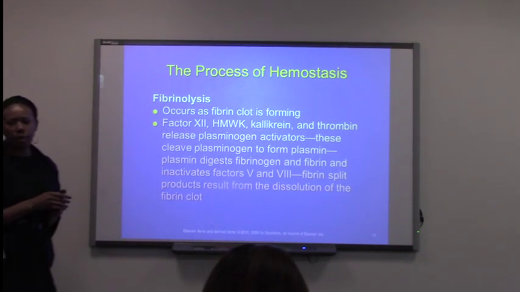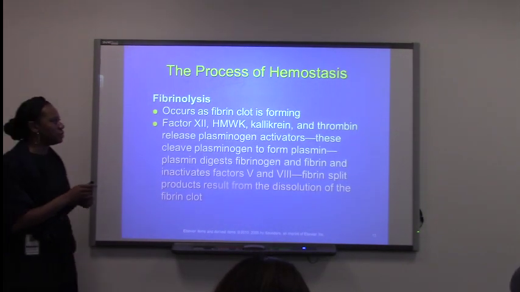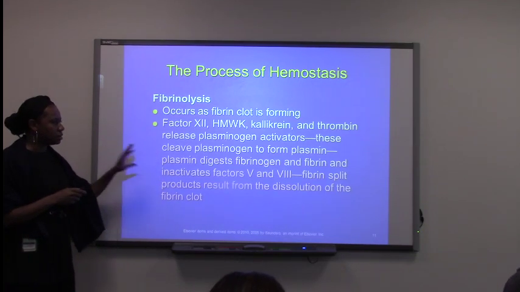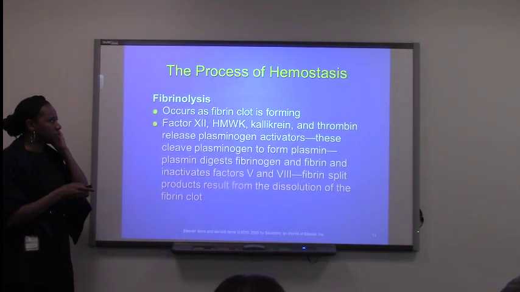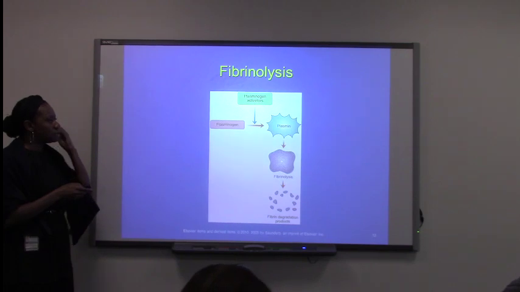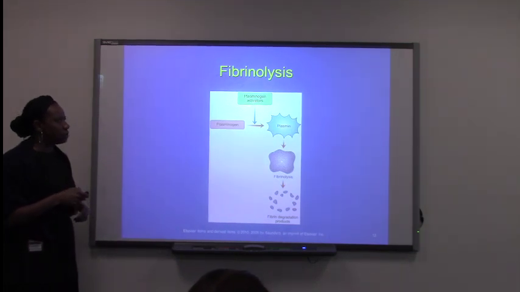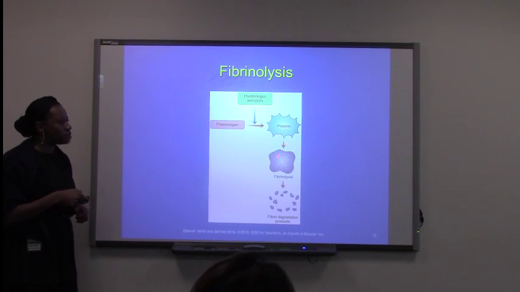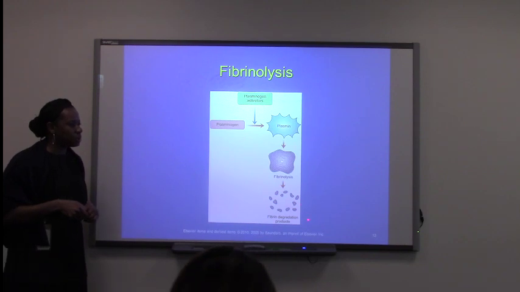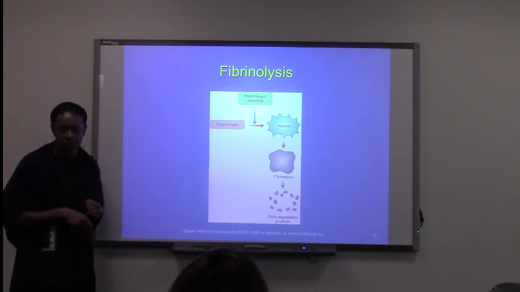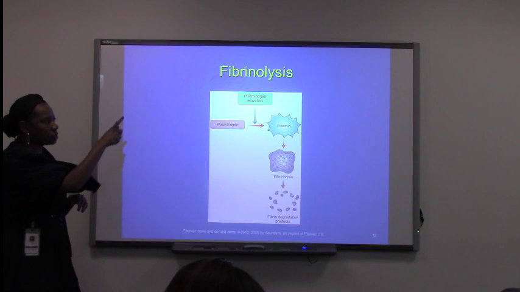Now, this is just going over the whole process of fibrinolysis and which factors are involved, so you can read that at your leisure. This is the pathway here. Plasminogen activators convert plasminogen to plasmin, which begins the fibrinolysis stage, and it breaks down the fibrin into little tiny pieces. Know this diagram.